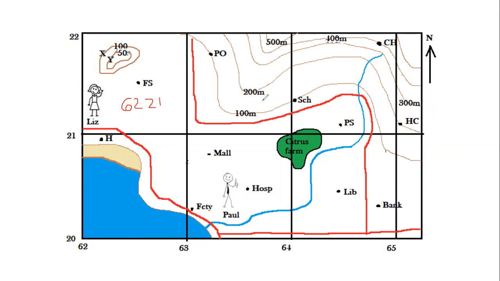So Liz's current location is 6221. That is where she is currently located, in grid square 6221. Now, Liz doesn't plan to stay at that location all day because she has some important things to do. Liz needs to go to the library because she has some homework that she has to finish up.